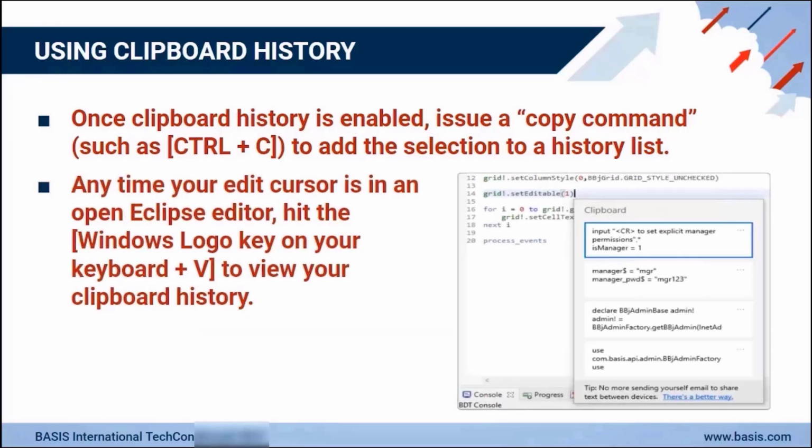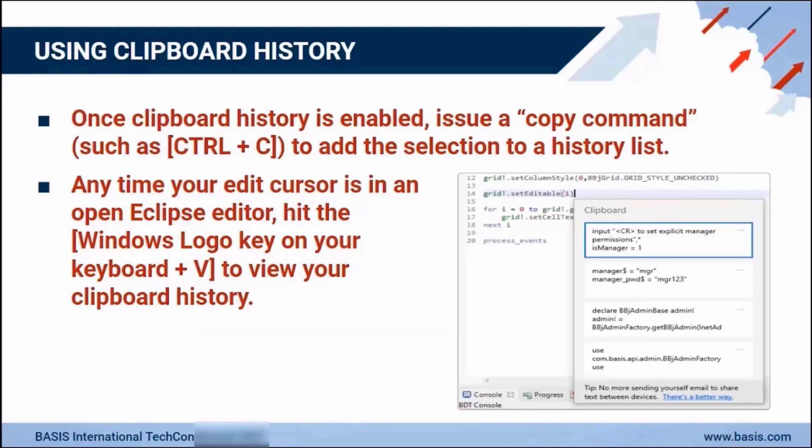At any time when your edit cursor is in an open Eclipse editor, such as a BBj code editor, you can then hit the special key command, which is the Windows logo key, not the Start button. Now we're to the other button, the one actually on your keyboard. Hit the Windows logo key and while holding it down, hit the V, and you can view your clipboard history. The image on the right shows what you'll see once you do that.